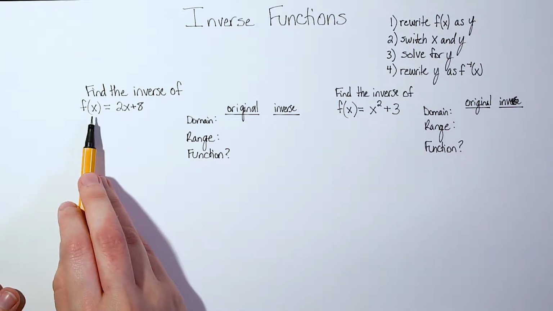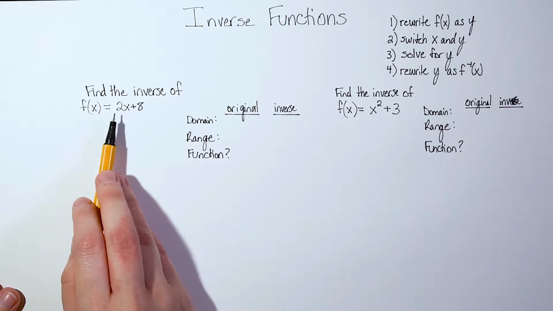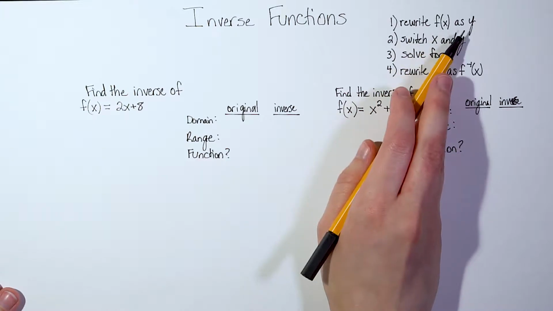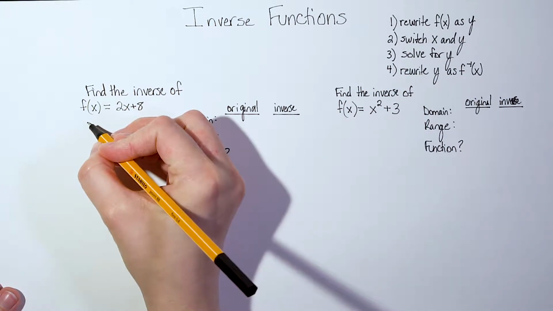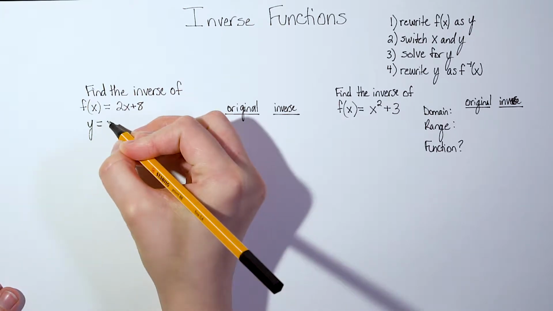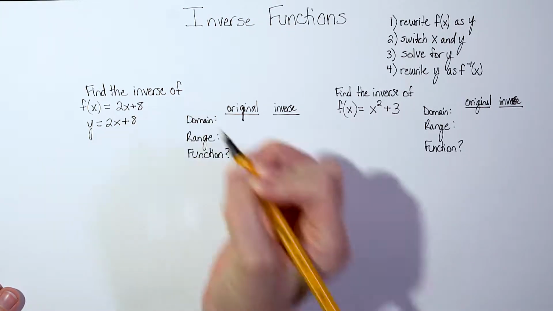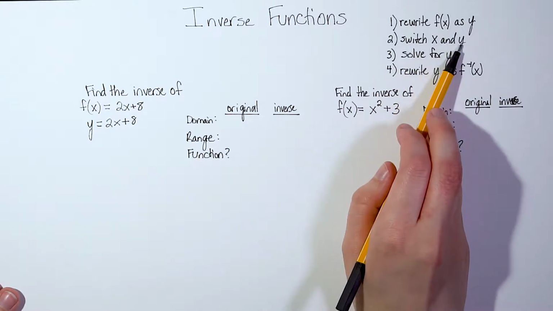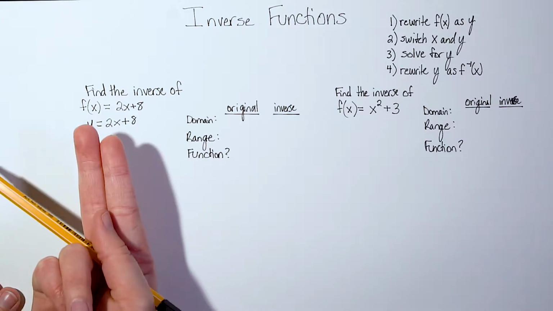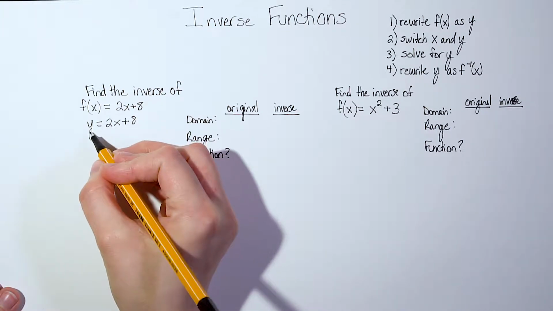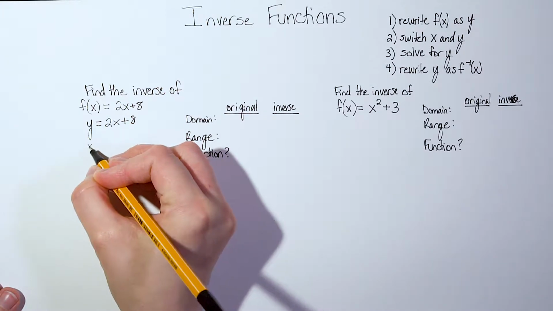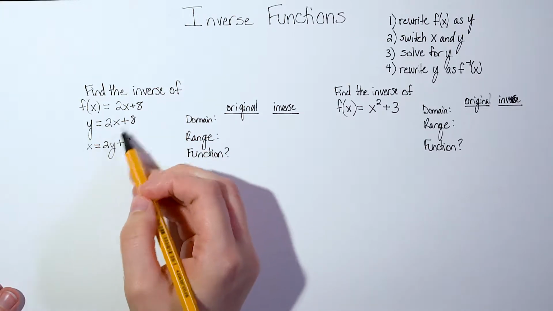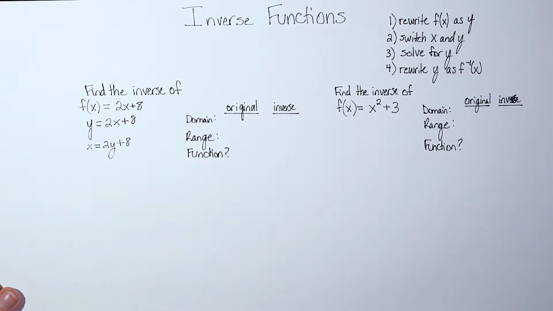So they want us to find the inverse of f of x equals 2x plus 8. So remember our first step. Rewrite f of x as y. So instead of f of x, we're going to just substitute in y equals 2x plus 8. Number 2, switch x and y. We are literally just going to switch these positions. So instead of y equals, I'm going to say x equals 2y plus 8. Notice I left the 2 the same, the 8 the same. I just switched the x and y.